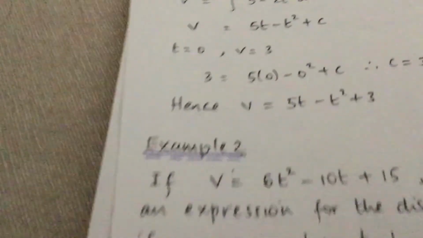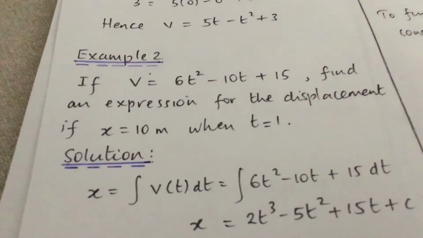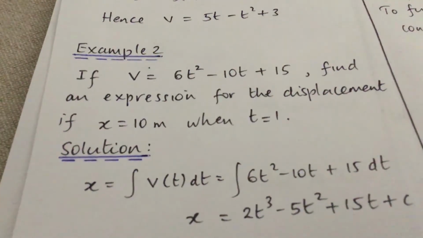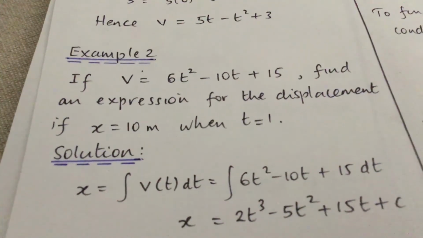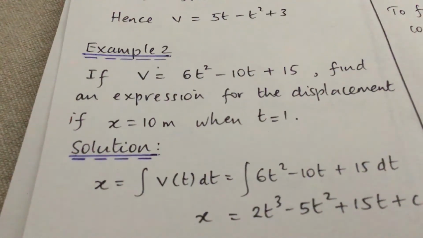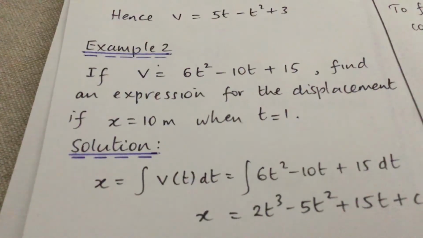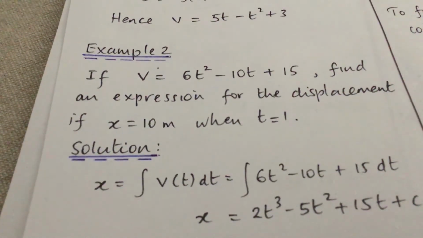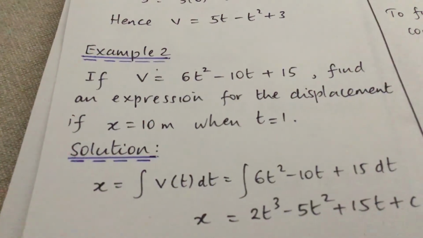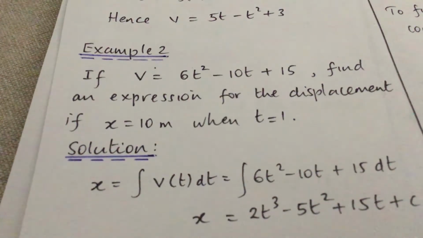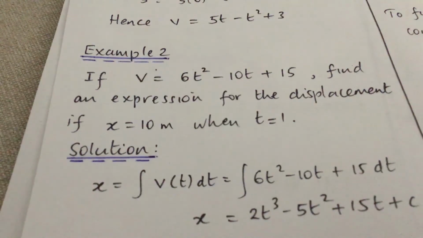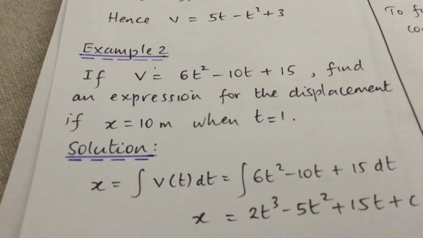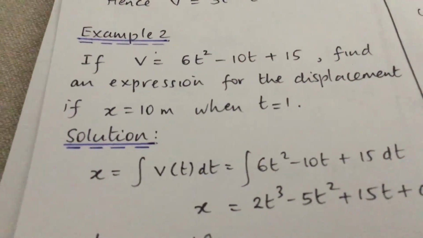Let's move on to our next example. So v equals 6t squared take 10t plus 15. Find an expression for the displacement. Now again, you're given v, you want to find x, we have to anti-differentiate, and we're given some initial conditions to find c. When t is 1, x is 10.